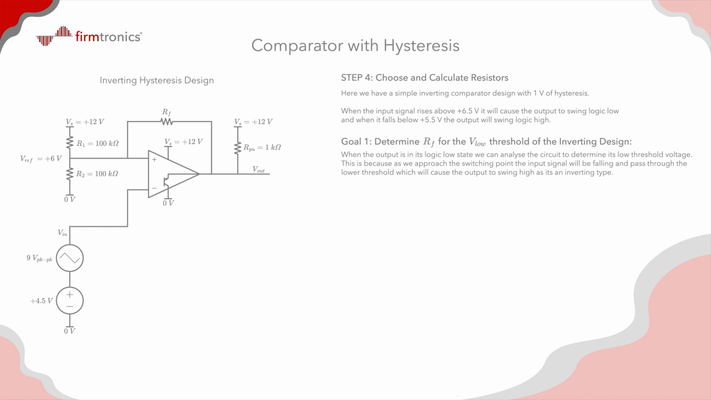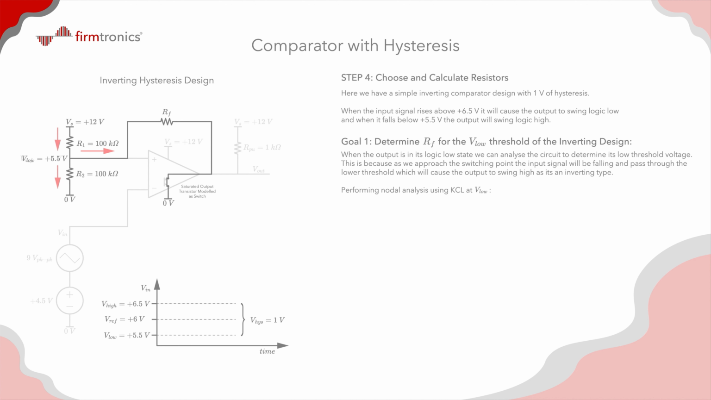So our first goal is to determine R sub F for the V sub low threshold of the inverting design. When the output is in its logic low state, we can analyze a circuit to determine its low threshold voltage. This is because as we approach the switching point, the input signal will be falling and pass through the lower threshold, which will cause the output to swing high as it's an inverting type.